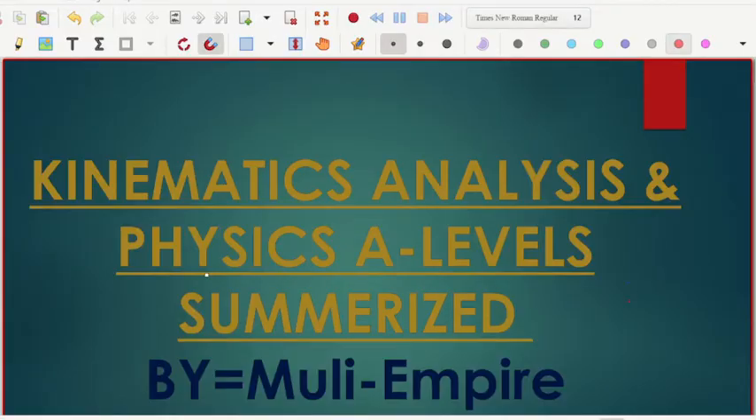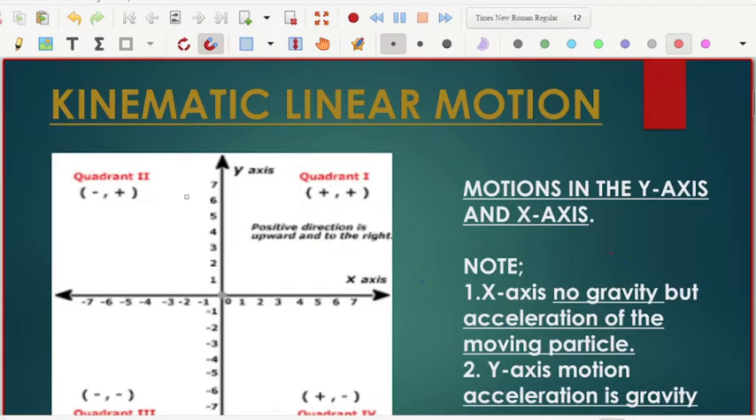So today's lesson will be looking at kinematics analysis in physics as a summary. What I want you to understand is that kinematics is all about studying motion. The kind of motion we'll be looking at is motion in the vertical or horizontal direction, or neither vertical nor horizontal. What are we supposed to do if we encounter such things?